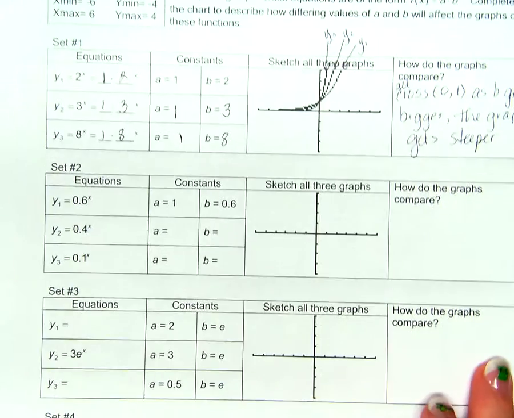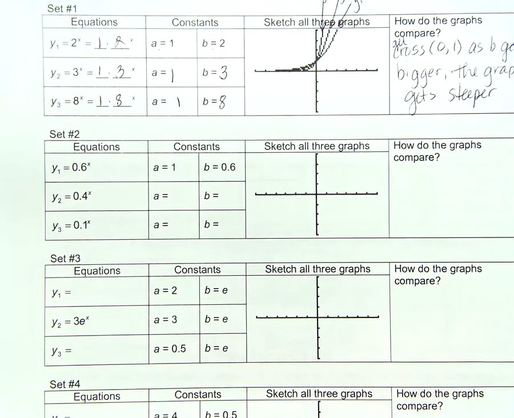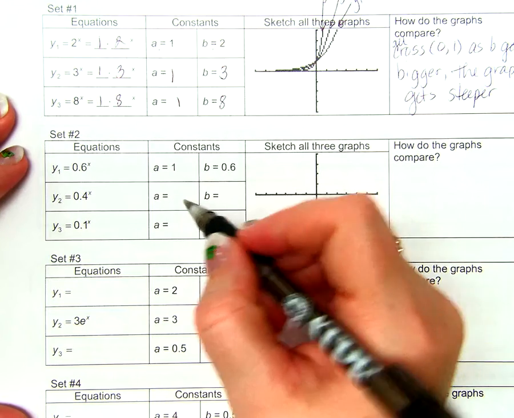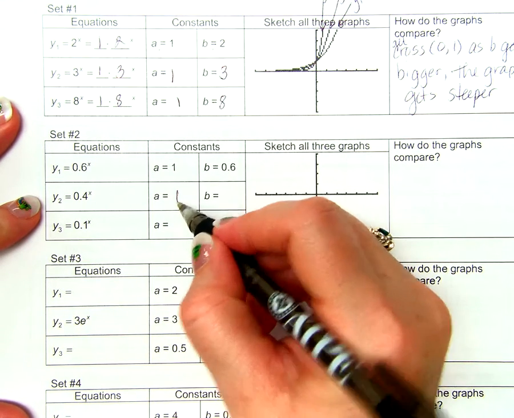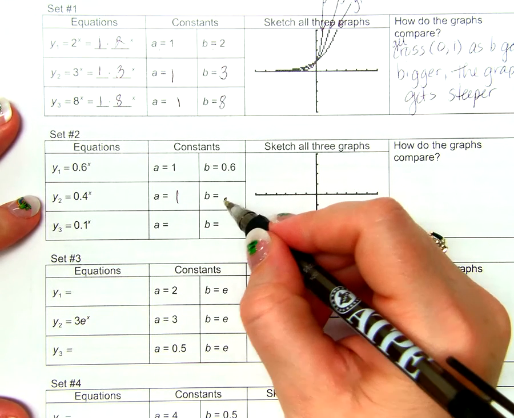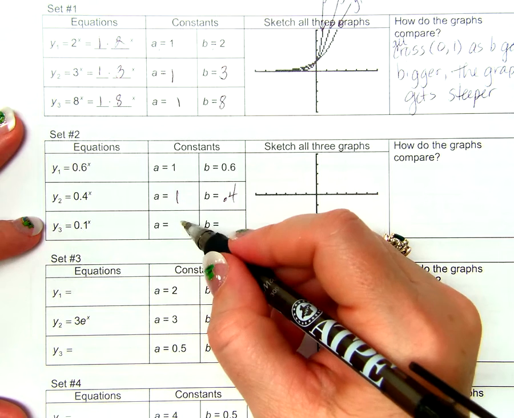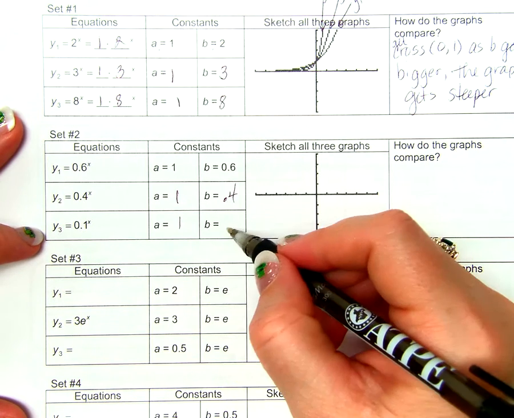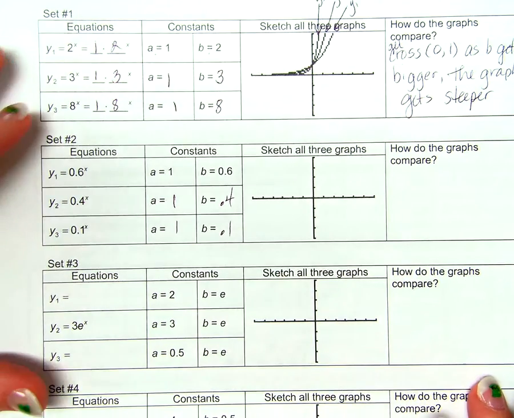All right, what about set 2? Who had set 2? So, what did you have here for A? And B? 0.4. And right here? And 0.1. Okay, so what did those graphs look like?